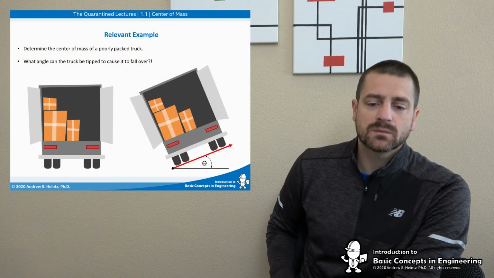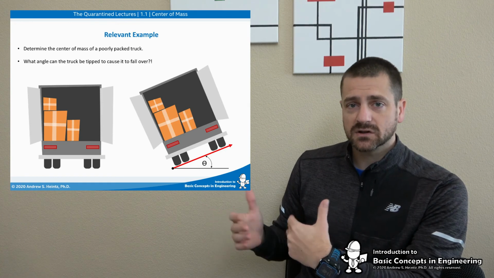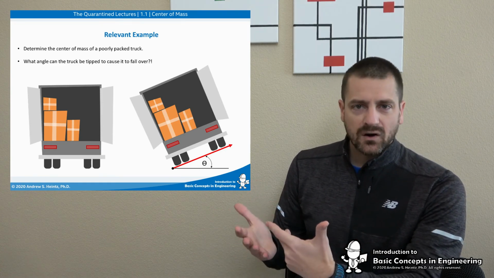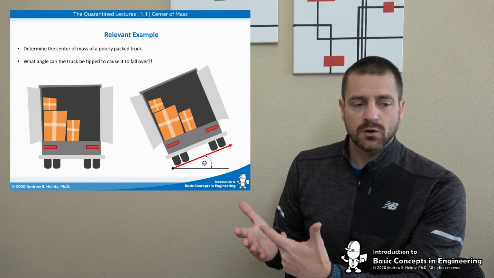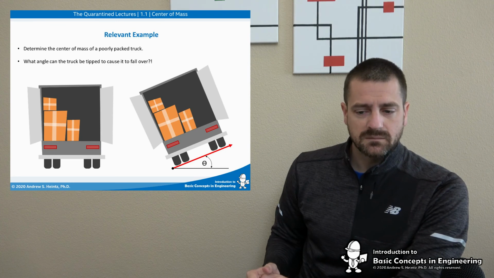All right, so a relevant example of where this might be used, like we talked about earlier, is determining the center of mass of a poorly packed truck. And then what we'll talk about in our next lecture is what the tipping point is. Why do we care about the center of mass? It's because it helps us determine not only the effects on the object itself, but how stable that object can be. So that's what we'll be talking about in the next example.